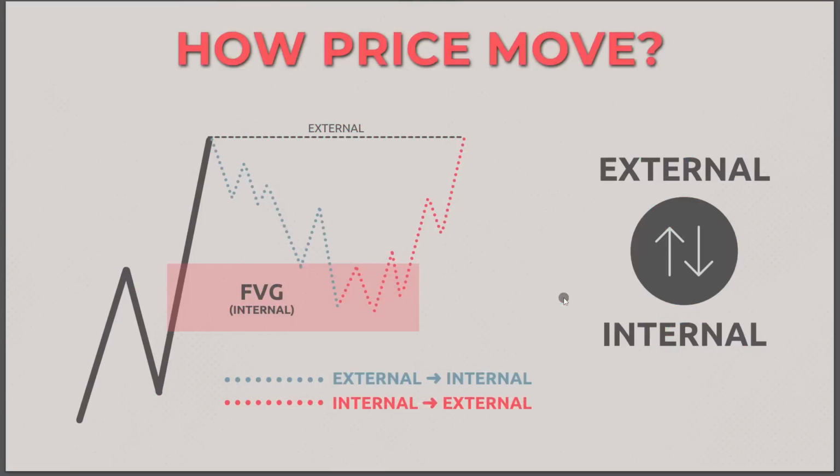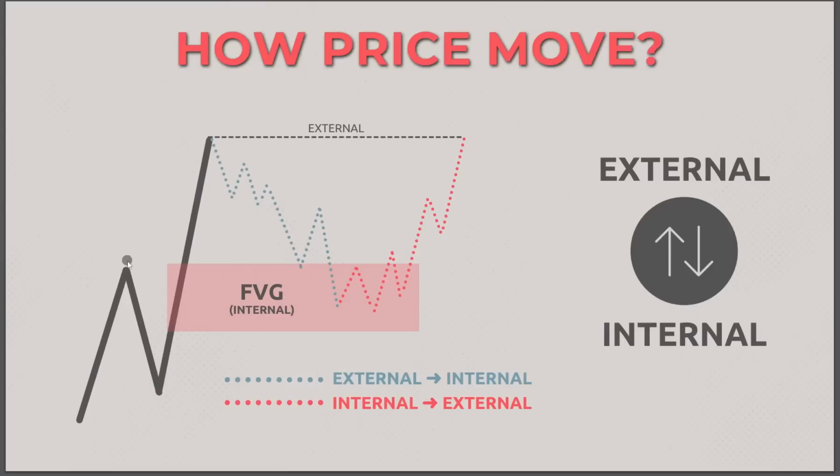Now, at this point, we know that price either seeks liquidity or fills an imbalance, or rebalances the fair value gap. But how does price move? There are two ways that price moves, and it happens over and over again in different time frames. Any time frame, you can see this. As a general rule, external is highs and lows of a dealing range, internal are fair value gaps. Price will only move in two different ways: external to internal or internal to external.